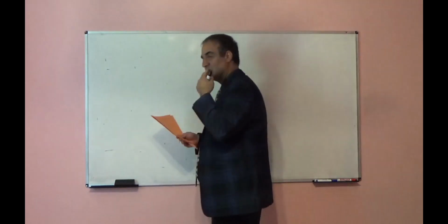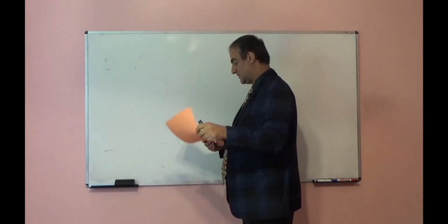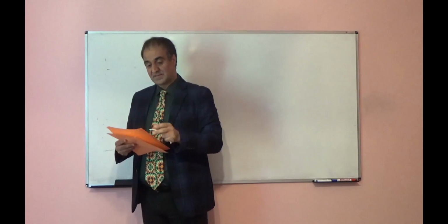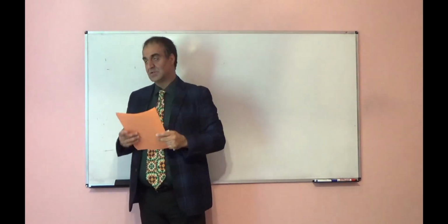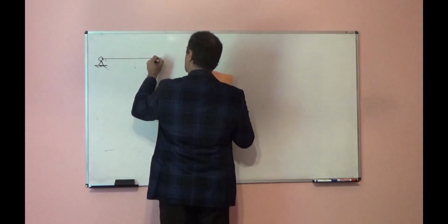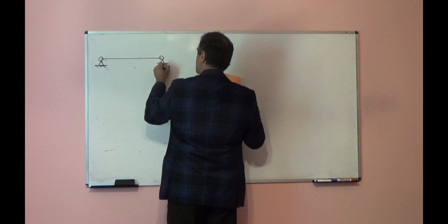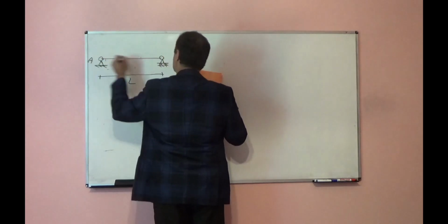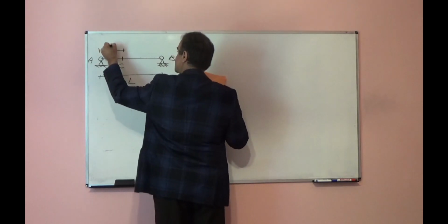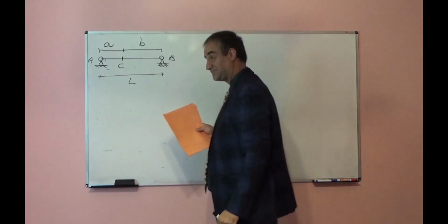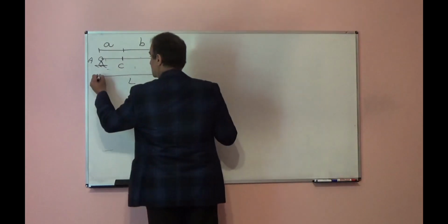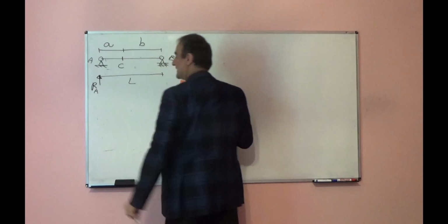Simply supported beam. If we have a simply supported beam, what are the influence lines for shear force, support reaction, and bending moment at a specific location? For example, we have this simply supported beam. The length is L, with points A, B, and C, and the location of point C, from here it is a, from here it is b. I want to draw the influence line for reaction A here. What is the influence line for reaction A?